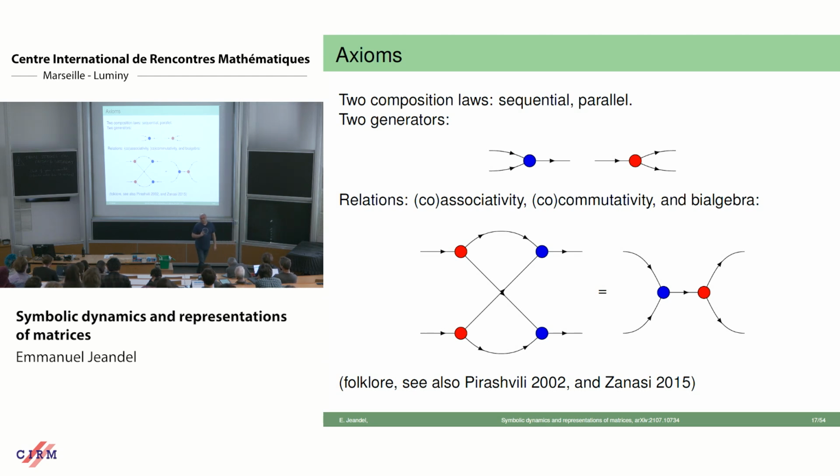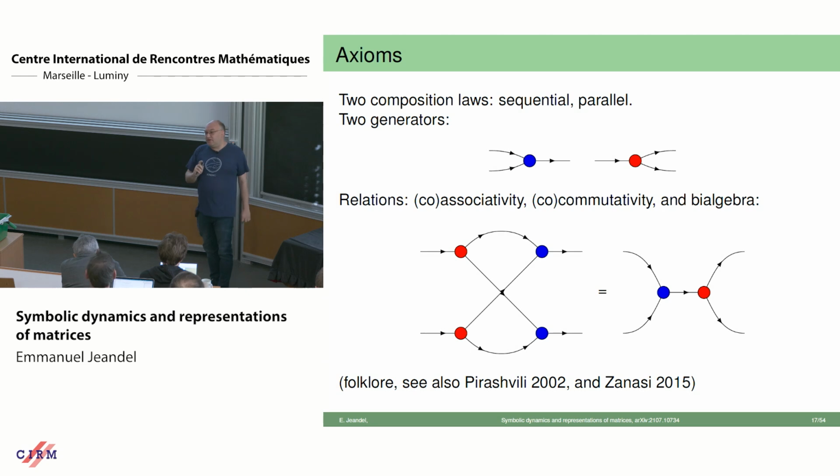So a way to represent matrices graphically is by using essentially two generators, a blue one that is doing the addition, a red one that is doing the copying. They should satisfy some axioms. Essentially, they should be associative, commutative. And they should satisfy this, which essentially says that if you want to add, then copy, then you can first copy, then add. Yes, Ville?